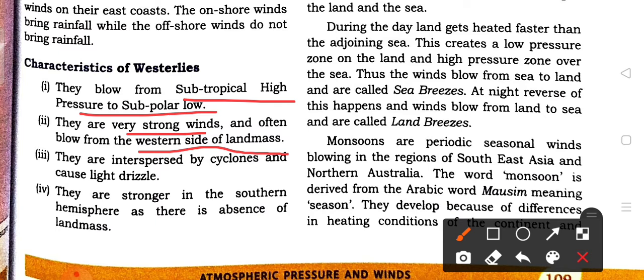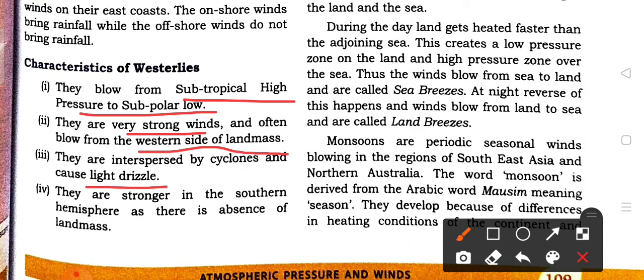As we know, the trade wind blows from the eastern coast and is offshore to the western coast, but the westerlies are the wind that is offshore to the eastern and onshore to the western coast, or the western side of the landmass. They are interspersed by cyclones and cause light drizzle. Light drizzle means light precipitation happens due to the cyclones.